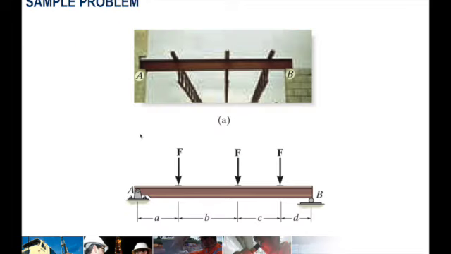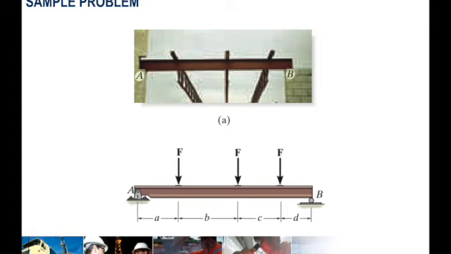Okay, this is one sample problem where, as you can see, we have a beam here and we have some perpendicular trusses that are attached to it. So in the front view, these purlins, these are called purlins, will be exerting a force on our beam in such a way. We have force F applied on this part of the beam, another force on this part, and another force on this part.